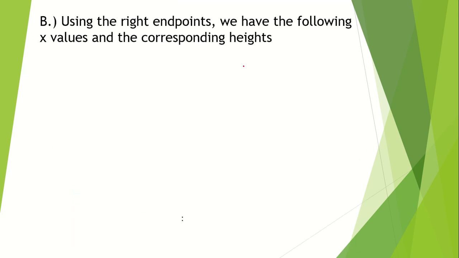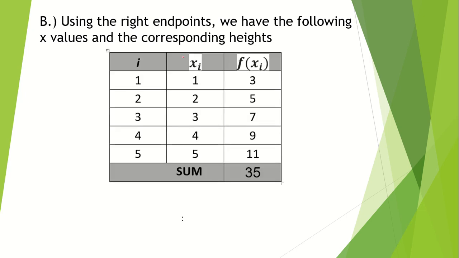Now, the right endpoints, we have the following x values and the corresponding heights. So again, the table has 3 columns, and how many rows? 1, 2, 3, 4, 5 rows. Since n is equal to 5, our number of rows is also 5.